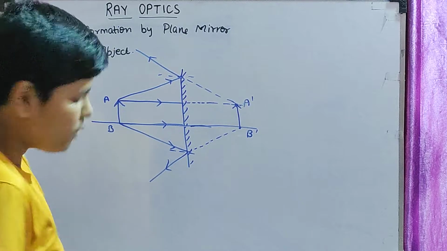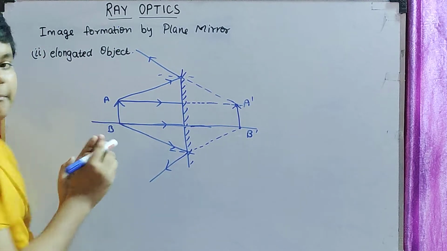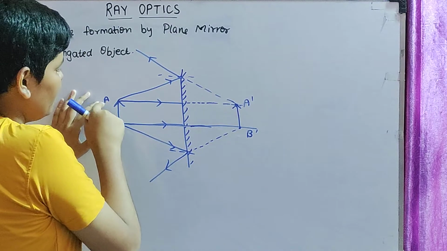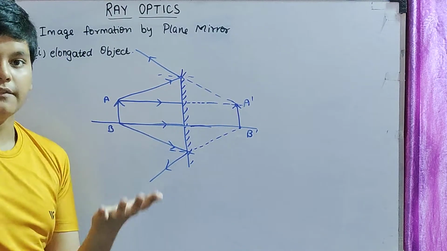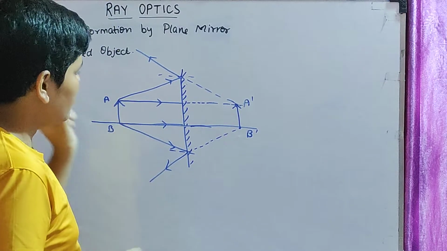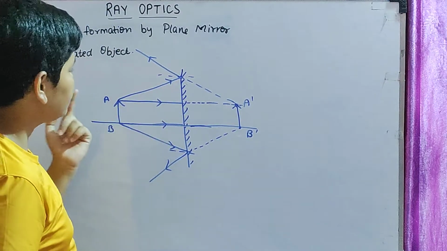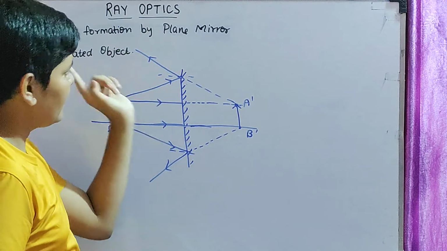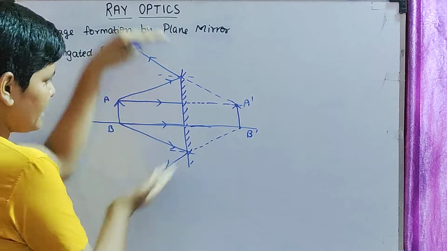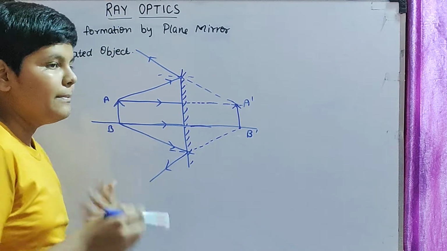Let us revise again what we did. We took point A and point B of an elongated object. We took the point A and made two rays. As I said, you need at least two rays to make the image of any object. One ray we took at normal incidence, the second ray we took as incident and it reflected. We cannot form a real image because they both are diverging. So we need to make a virtual image.